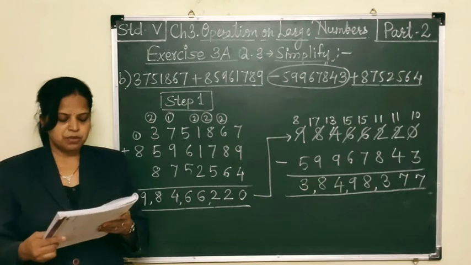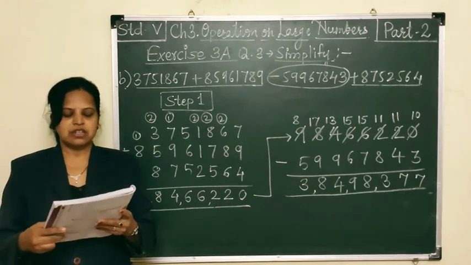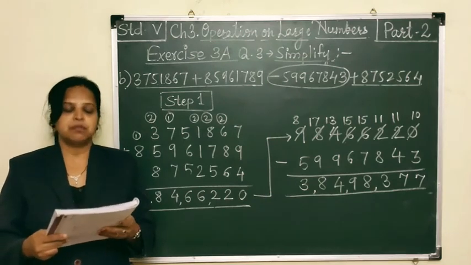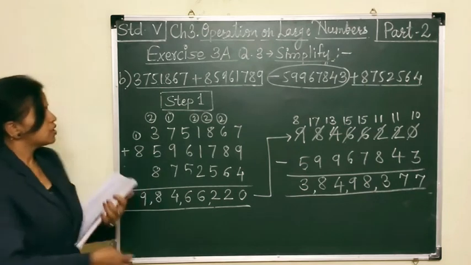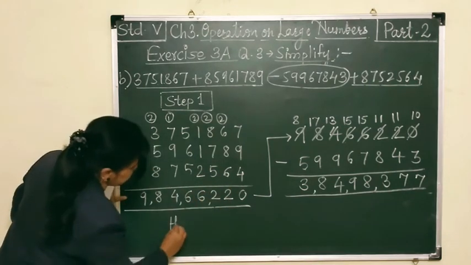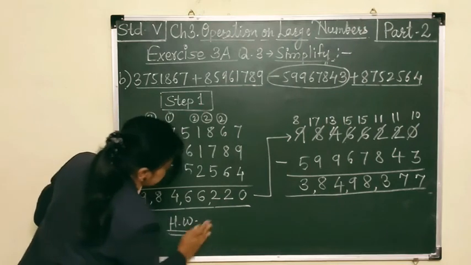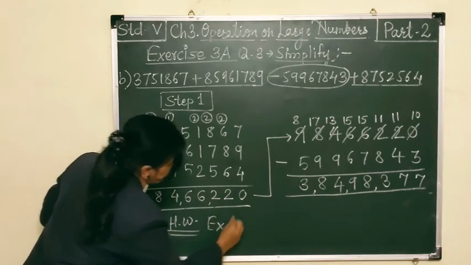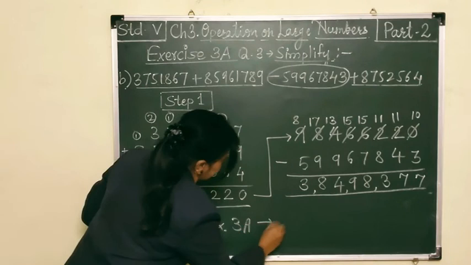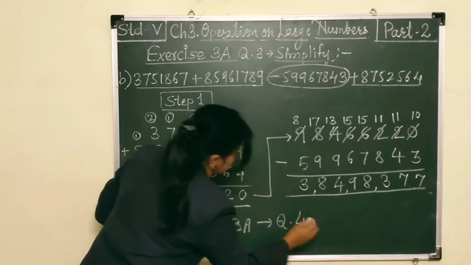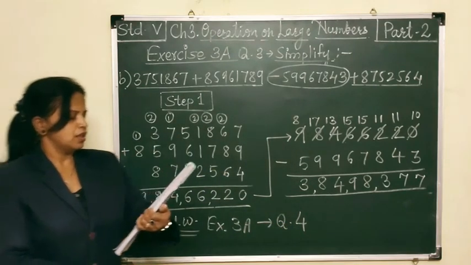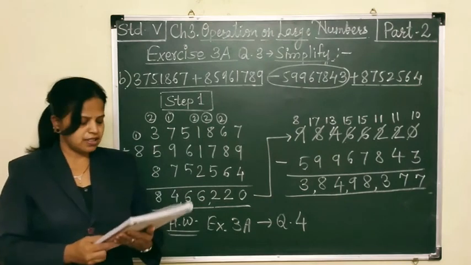Okay. Question number 4, that is fill in the boxes with correct digits. That will be the homework. Okay. So exercise, see here I am writing homework. Exercise 3A, question number 4. You try question number 4 from this exercise as homework.